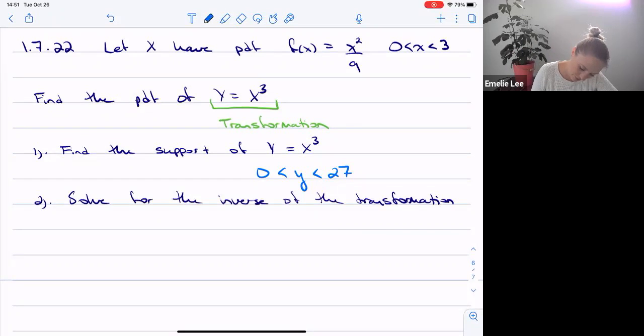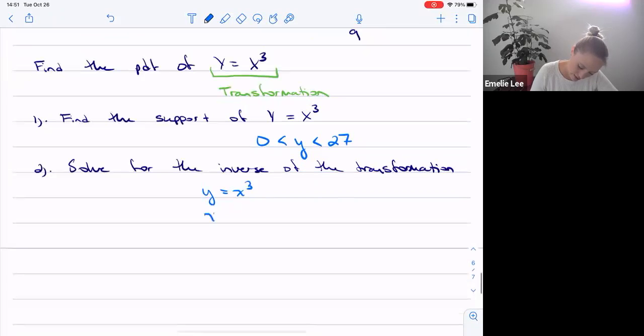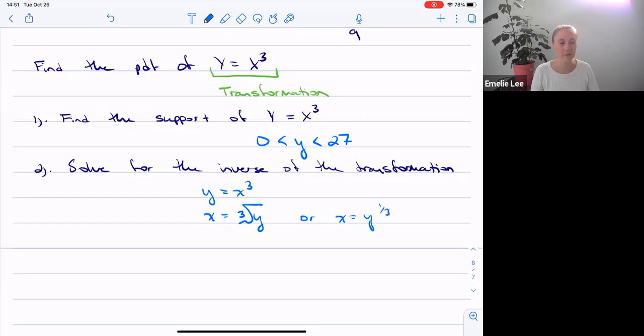So then if y equals x to the 3, then x is going to be the third root of y. Okay. Good. Or y to the 1 over 3 if you prefer. Oops. Or x is y to the 1 over 3.